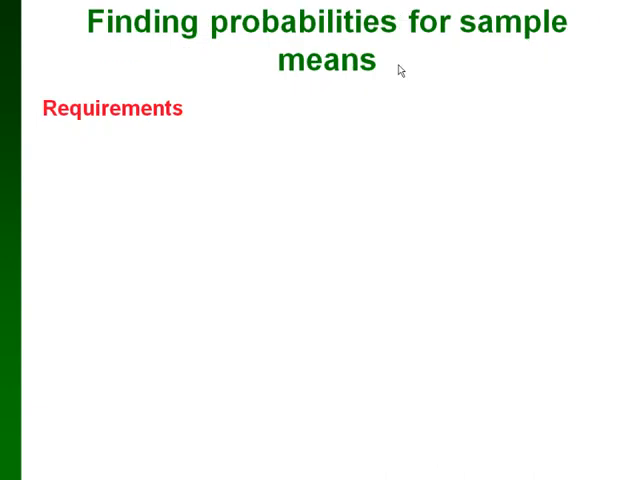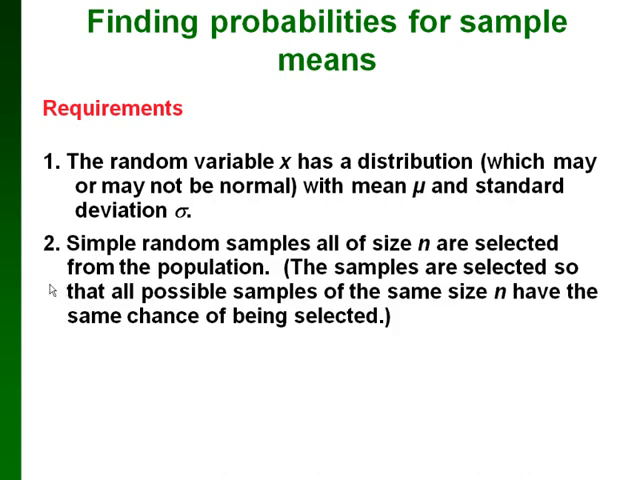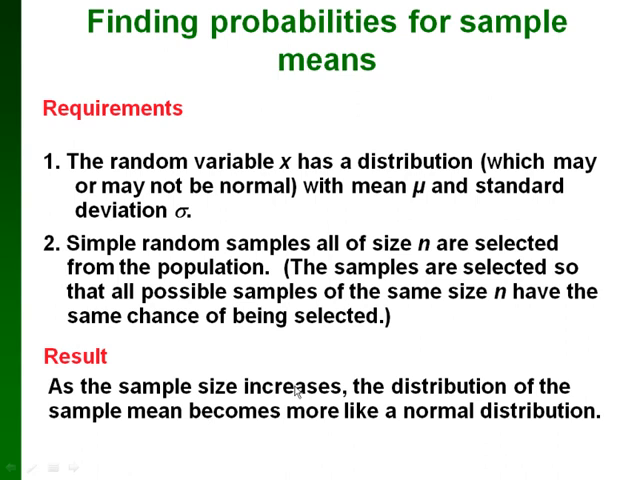Another thing that we're going to use this for is to find probabilities for sample means. The requirements to be able to do this are that our original random variable x has to have a distribution. It may or may not be a normal distribution with a mean mu and a standard deviation sigma, and our samples of size n are all simple random samples. They all have to have the same probability of being selected. The result, if we meet these requirements, is that as the sample size increases, the distribution of the sample mean becomes more and more like a normal distribution.